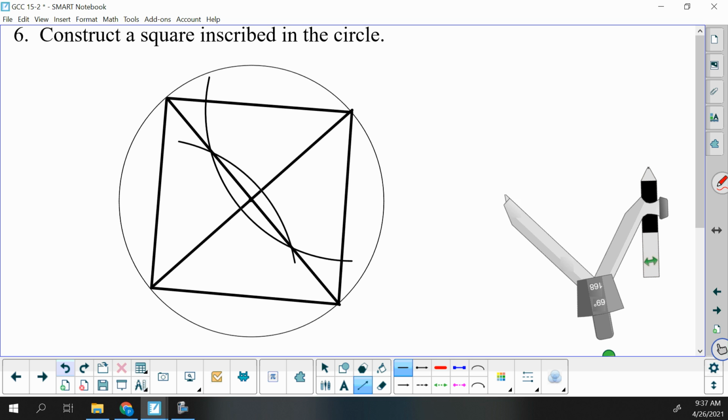So we use the properties of the square to do this construction, that the diagonals are perpendicular bisectors of each other.